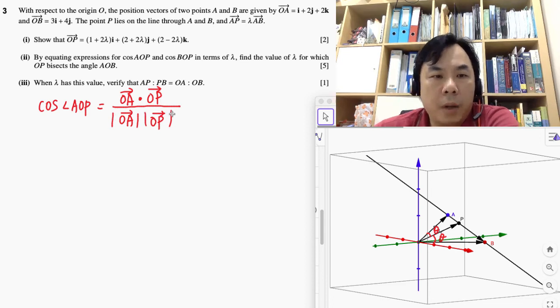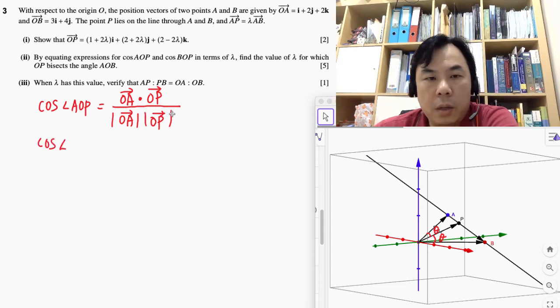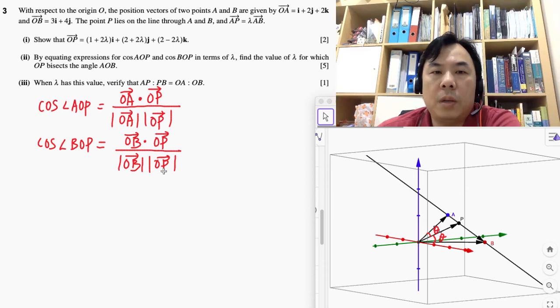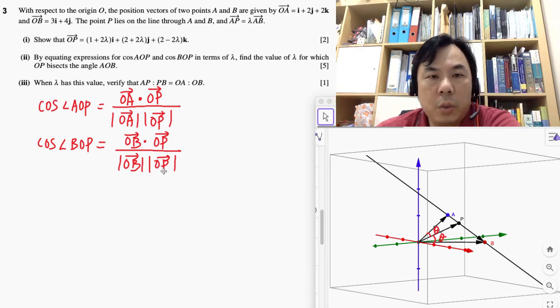Okay, whereby for cosine angle BOP, it will be the same as OB dot OP over the magnitudes of OB and OP. Alright, that's how it looked like. And then now all we need to do is just equate these two, since the line OP is bisecting the angle AOB there. Now knowing that OP is given by this one here.